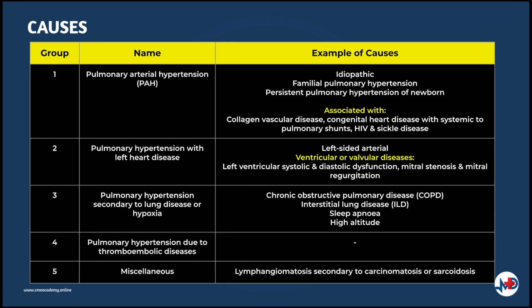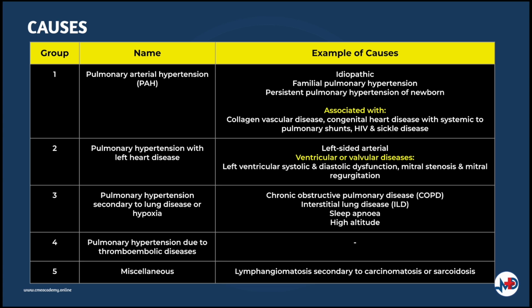The causes of pulmonary hypertension can be divided into 5 groups on the basis of similarities in pathophysiology, clinical presentation, and therapeutic options. Group 1 is known as pulmonary arterial hypertension or PAH. It includes idiopathic and familial pulmonary hypertension as well as persistent pulmonary hypertension of the newborn. It is commonly associated with collagen vascular disease, congenital heart disease with systemic to pulmonary shunts, HIV, and sickle cell disease.